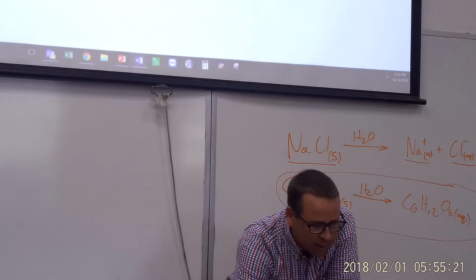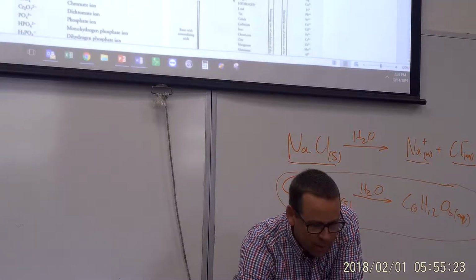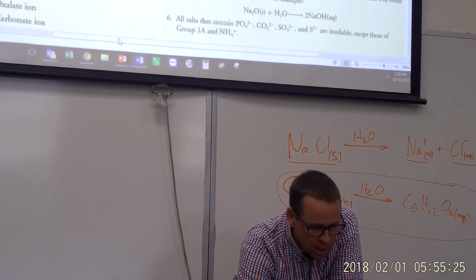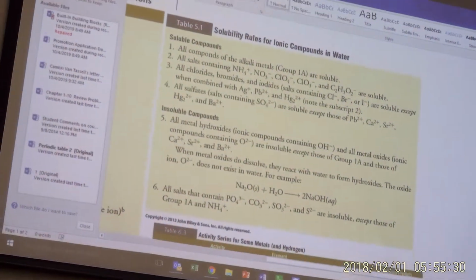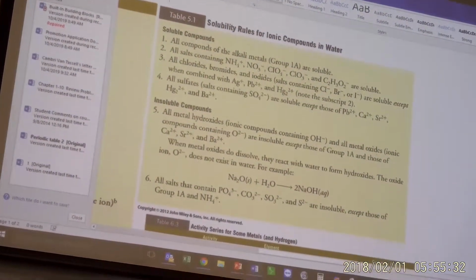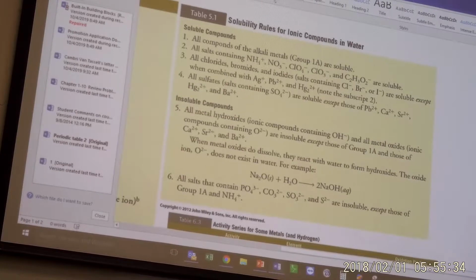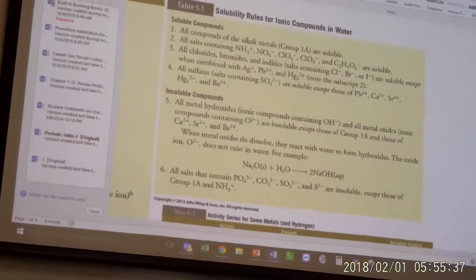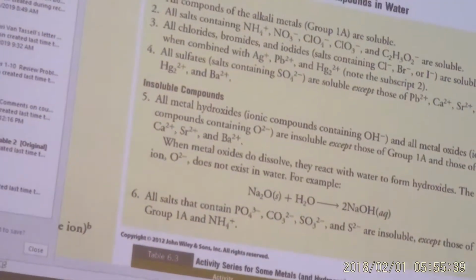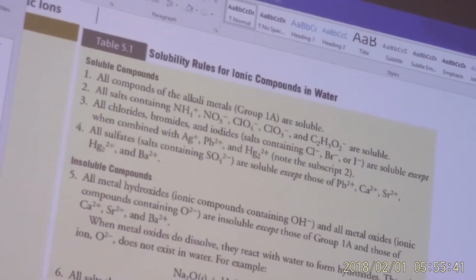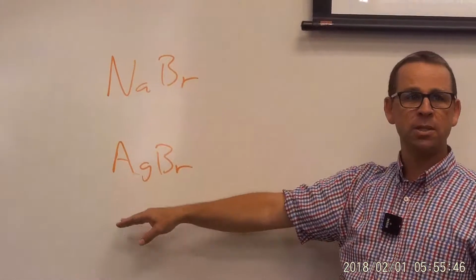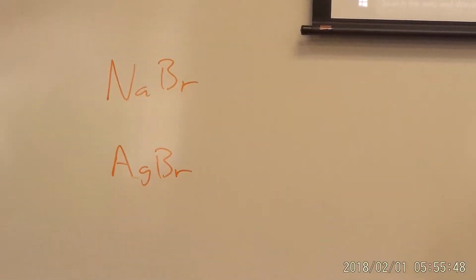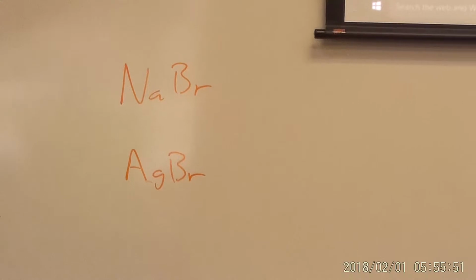All right, here it is, right here. Here are the solubility rules for you. And it gives you information about different kinds of ions and the compounds that they form. All right? So, can you with your partner look at these two and see which one is soluble and which one is insoluble? And then we want to know what rules indicate to us that they're soluble or insoluble.